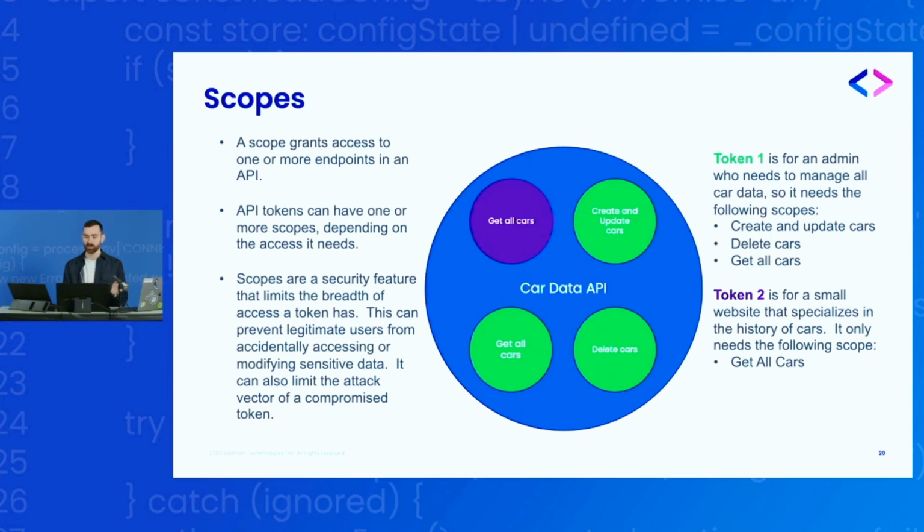Now, user 2 is for a small website that specializes in the history of cars. She only needs the following scope: get all cars, because all she has to do is present that data on her website. So her token just has that, get all cars. And if her token is compromised, her token can't be used to do any of the destructive actions.